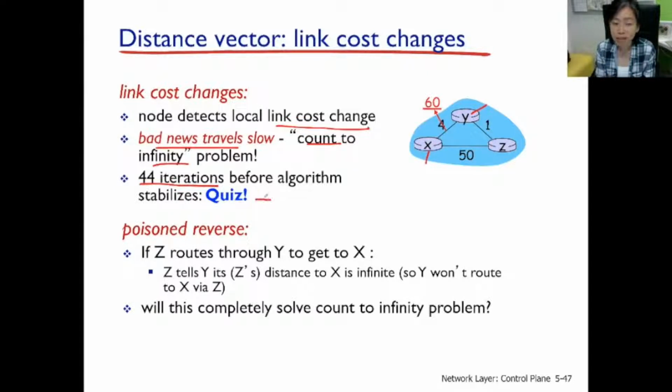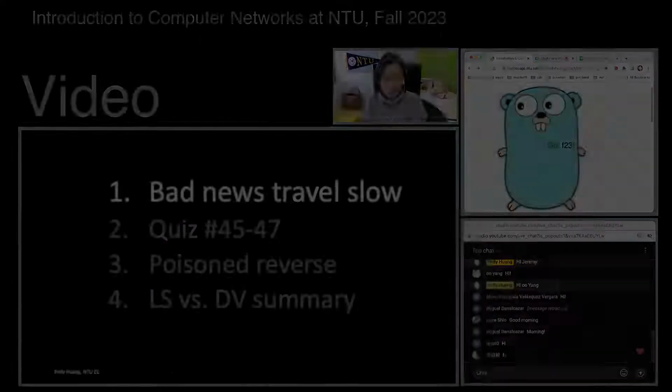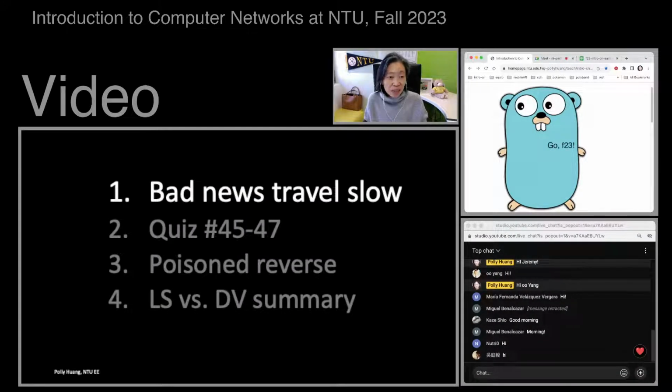Now let's go to a quiz to see what's going on there. All right. So in short, the intuition is this: if you recall the Bellman-Ford equation, what it does is select the better path. So if it's good news, such good news will be selected and propagated really fast, right? But bad news, if there's a link cost change that is going bad, then Bellman-Ford will not select it, and so such bad news will stay in the network for a while. Okay, so that's the idea.